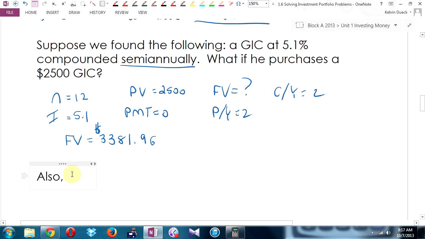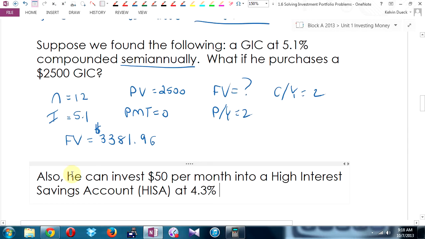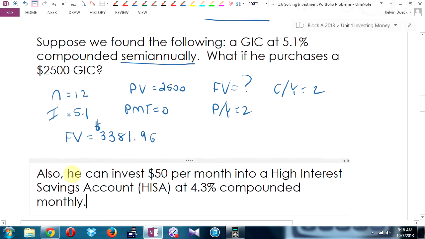So he has $50 a month. He can invest $50 per month into a high interest savings. What would a good abbreviation be for a high interest savings account? Okay, they're called a HISA. It's a high interest savings account at 4.3% compounded monthly.